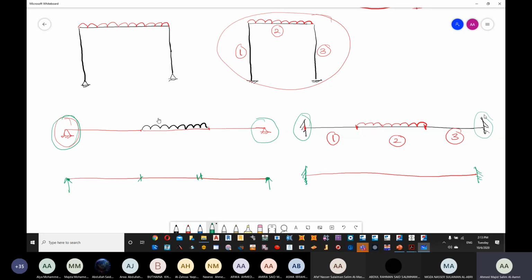These are continuous on one side. Okay, these are continuous on one side. So if we try to draw the bending moment diagram, we still have joints here and these joints. Now, are these joints going to be continuous or discontinuous?